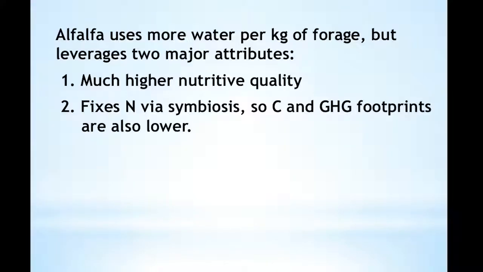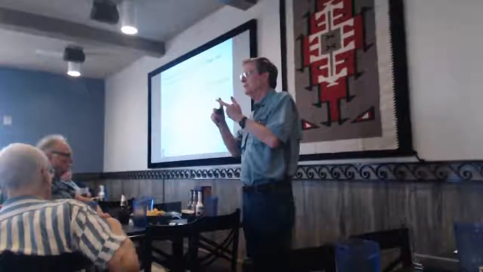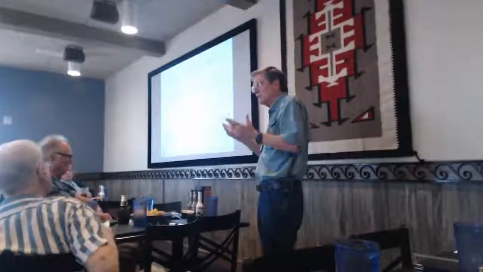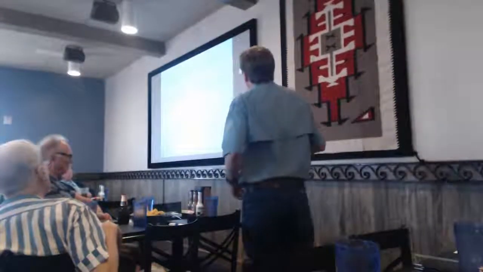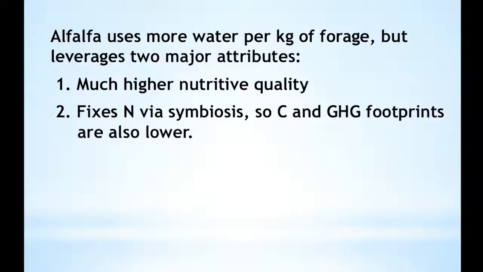So alfalfa generally uses more water per kilogram of forage, although in our experiment we used only a little bit more. But we're leveraging 2 major attributes. One is the much higher nutrient value, which I already explained. Secondly, it fixes nitrogen via symbiosis with the rhizobium bacteria. And this whole thing is not about nitrogen, however, I've done a lot of other work about nitrogen in my past. So we're adding another attribute here. Nitrogen fixing is an independent source of nitrogen that can benefit the whole pasture. And so much more of its biomass gets converted to that next trophic level. So this nitrogen fixation lowers the carbon footprint and the greenhouse gas footprint.